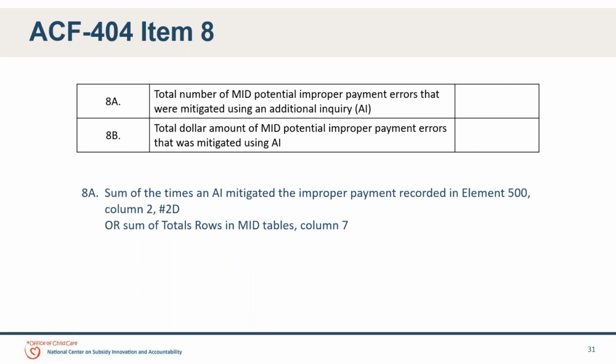Okay. 8A, again, is another item that can't be calculated from element 410. If you're using the new record review worksheet, this will be determined by summing up the numbers recorded in element 500, column 2, number 2B. Or you can also sum up the totals row in the MID tables in column 7. This is the total number of improper payment errors, potential improper payment errors that were able to be mitigated using the additional inquiry.